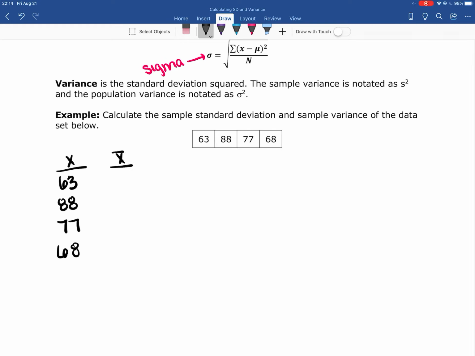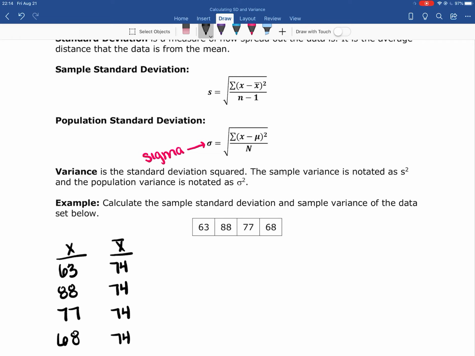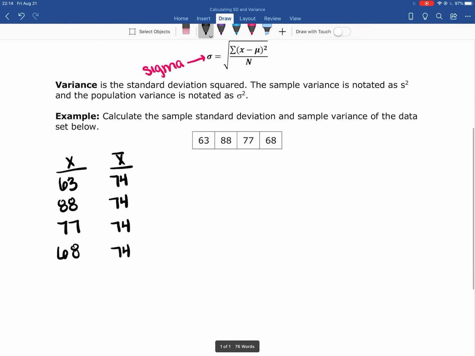Then my second column is going to be the sample mean for these values. Remember, the sample mean is found by adding the values together and dividing by the number of data values. So I have a sample mean of 74. And it's the same sample mean, so I'm going to write that all the way down, and we'll see why in a second. Now if I look at my formula for the sample standard deviation, underneath the square root, it says that we're going to sum x minus x bar squared.